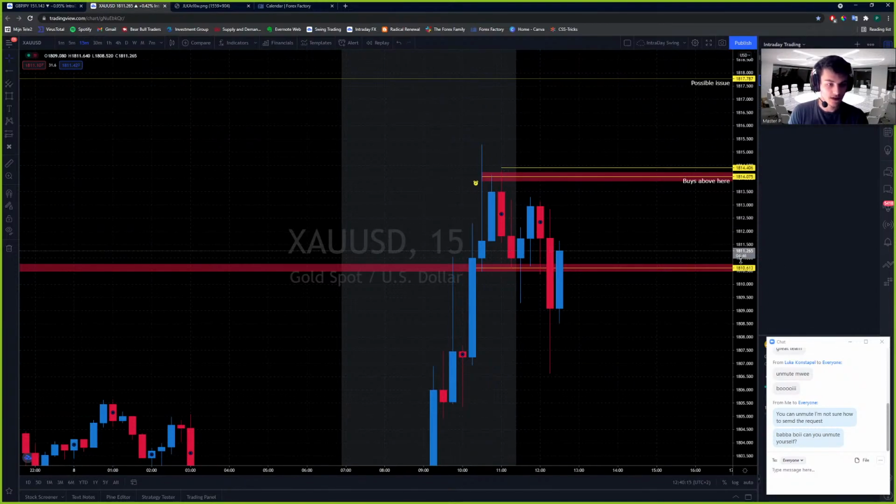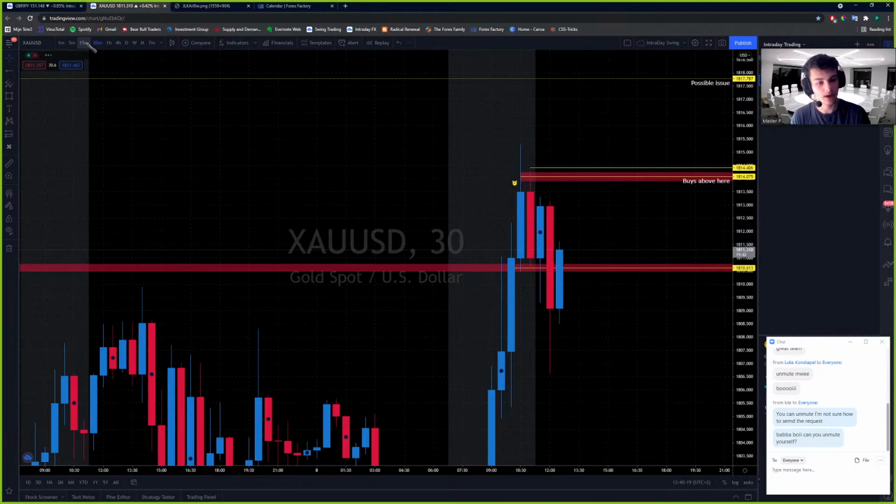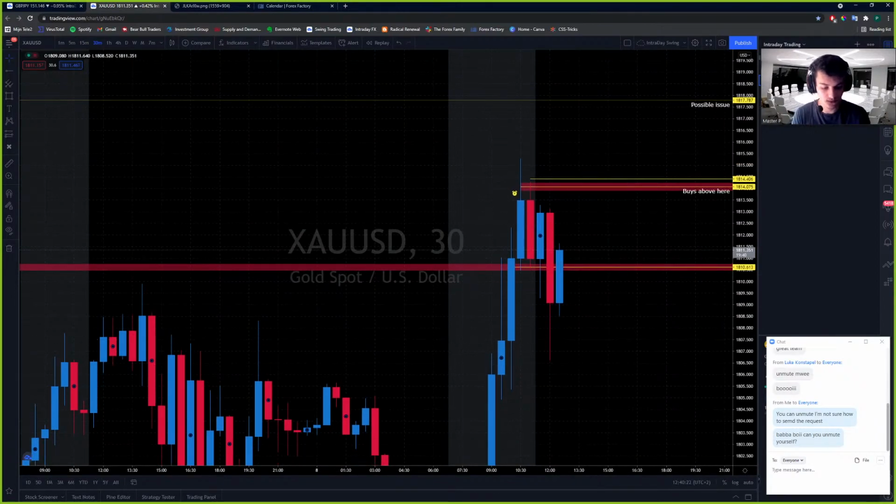Because yeah, the 15-minute is still open, so right now this could still be a liquidity grab. So we really need to wait for candles to close.